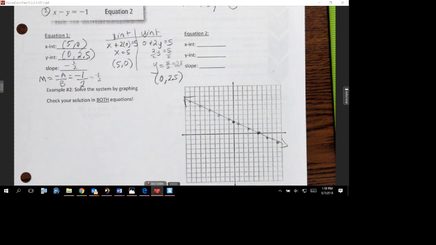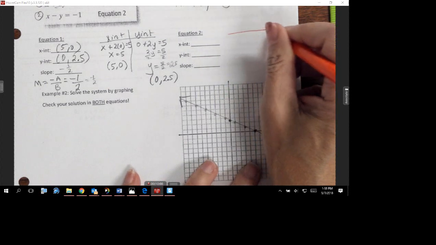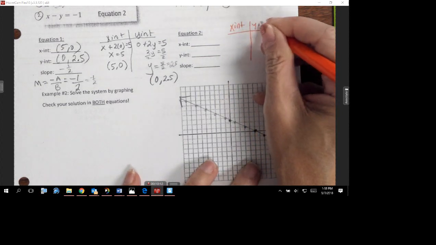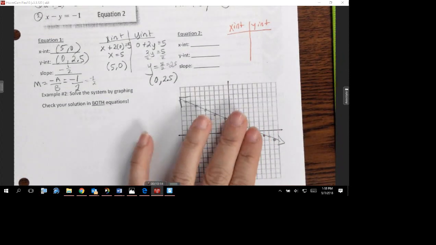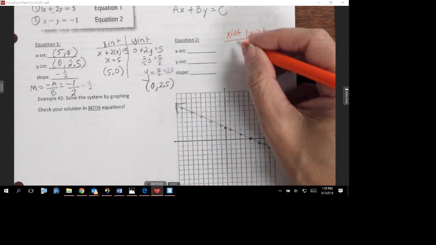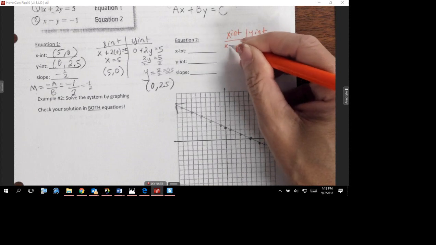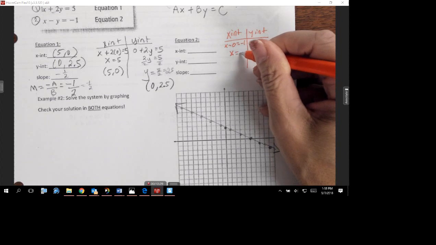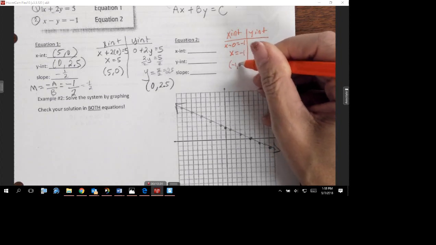That's equation 1. Now we do equation 2. So for equation 2, I'm going to find the x-intercept and y-intercept. To find the x-intercept, you make y 0. Equation 2: x minus 0 equals negative 1. So x has to be negative 1. (-1, 0).